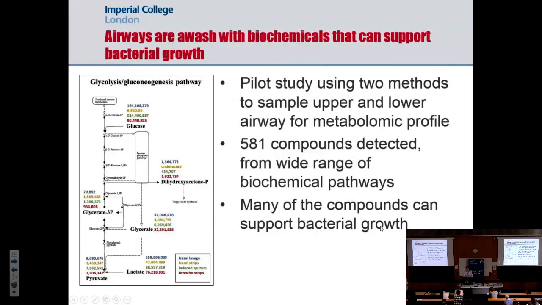The airways, upper and lower, are awash with biochemicals that can support bacterial growth. We've recently done a pilot study looking at two different methods to sample the upper and lower airway for their metabolomic profile. The first is we took little strips of blotting paper and put them up the noses of people, and also they got bronchoscopes, which went down into the lungs, and we measured every single biochemical that you can pick up by mass spectrometry. And so we found a huge range of different things. It's an incredibly sensitive technique.